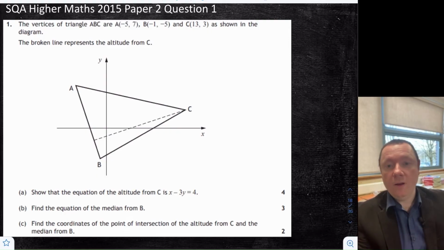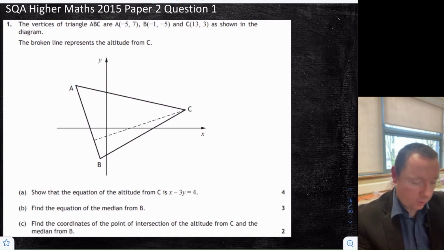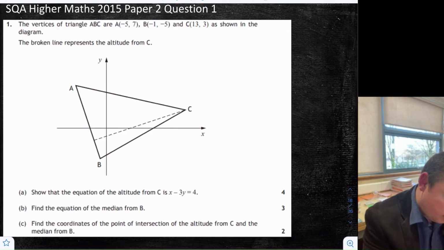It's SQA Higher Maths 2015, paper 2, question 1. Quite a standard one this. We're given a triangle and we have to work out the altitude, the median and the point of intersection. So our points given in the question are -5, 7; -1, -5; and 13, 3.